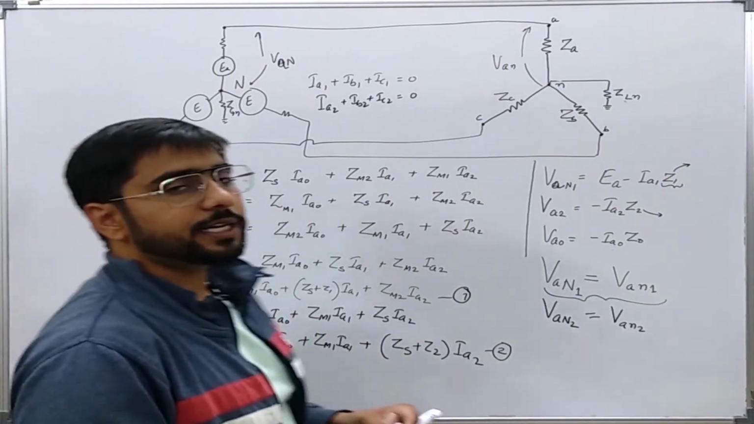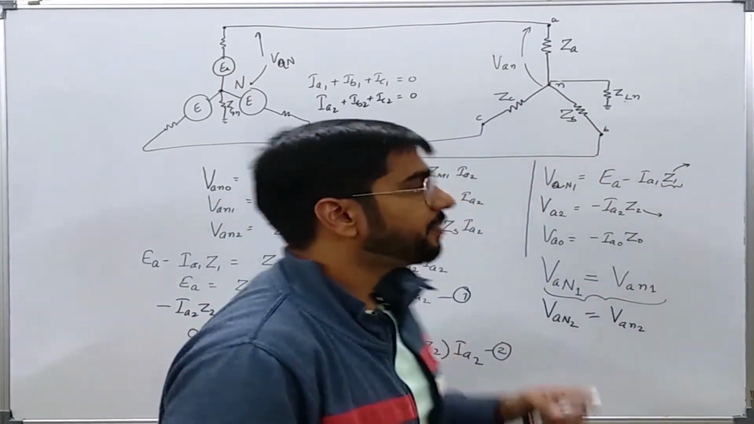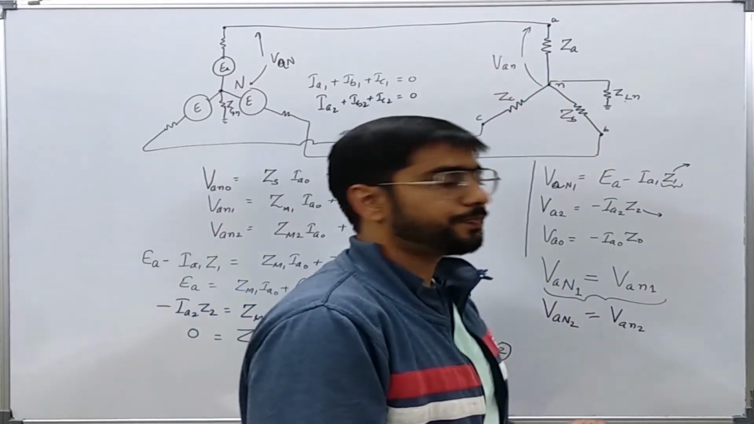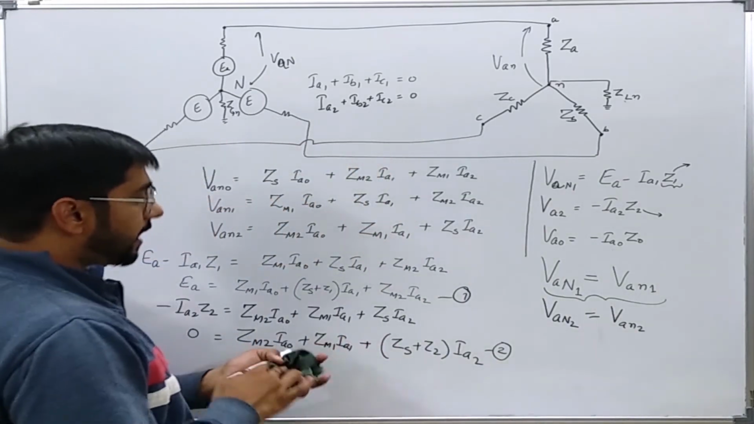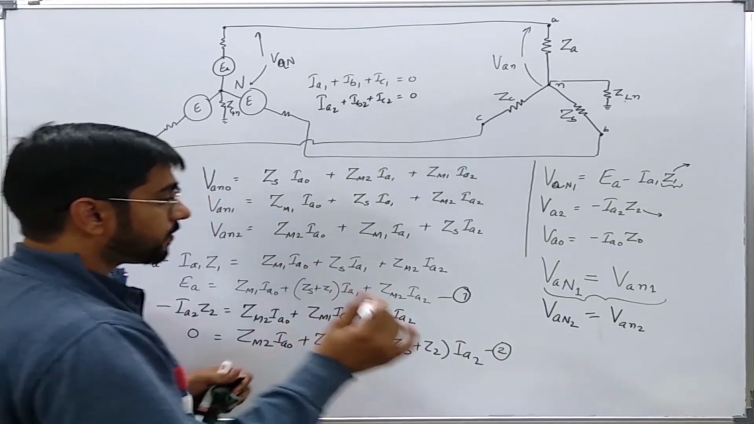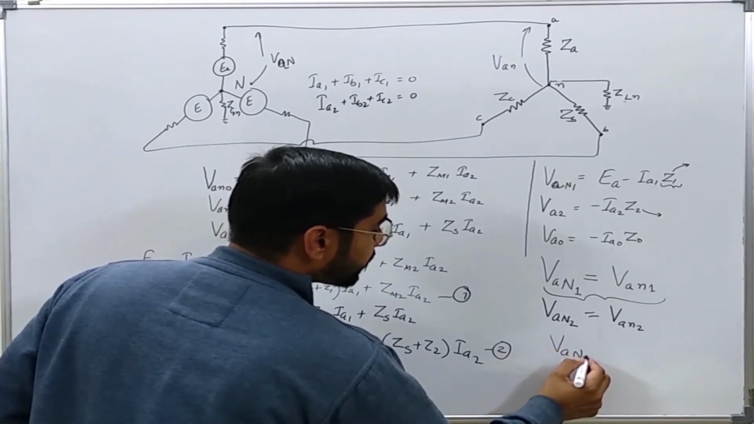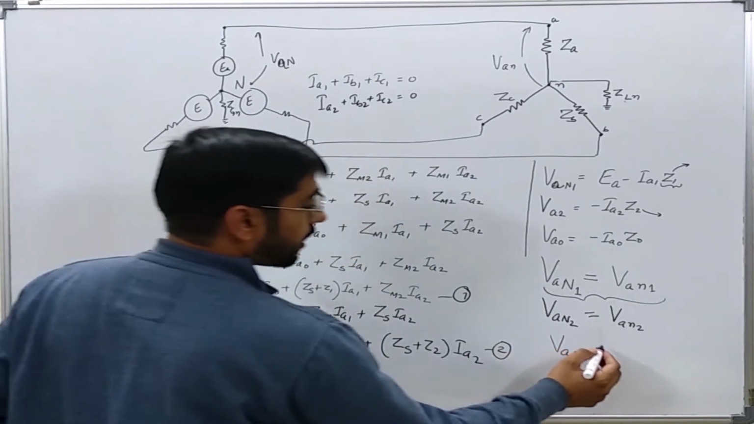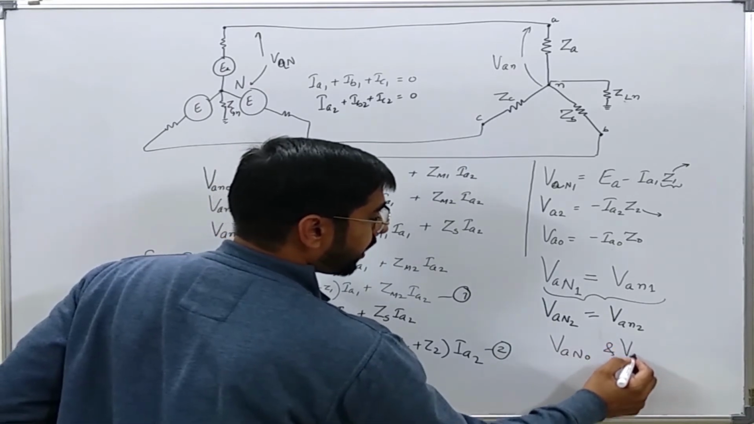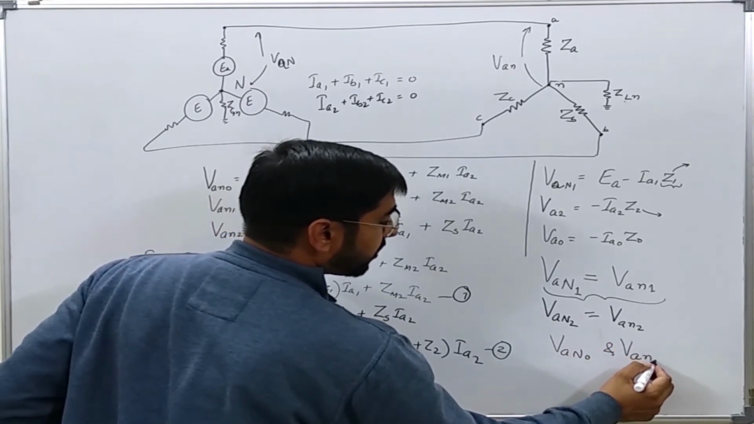Now let us see how to find the relation between the zero sequence voltage drop, that is, Va capital N0 and Va small n0.